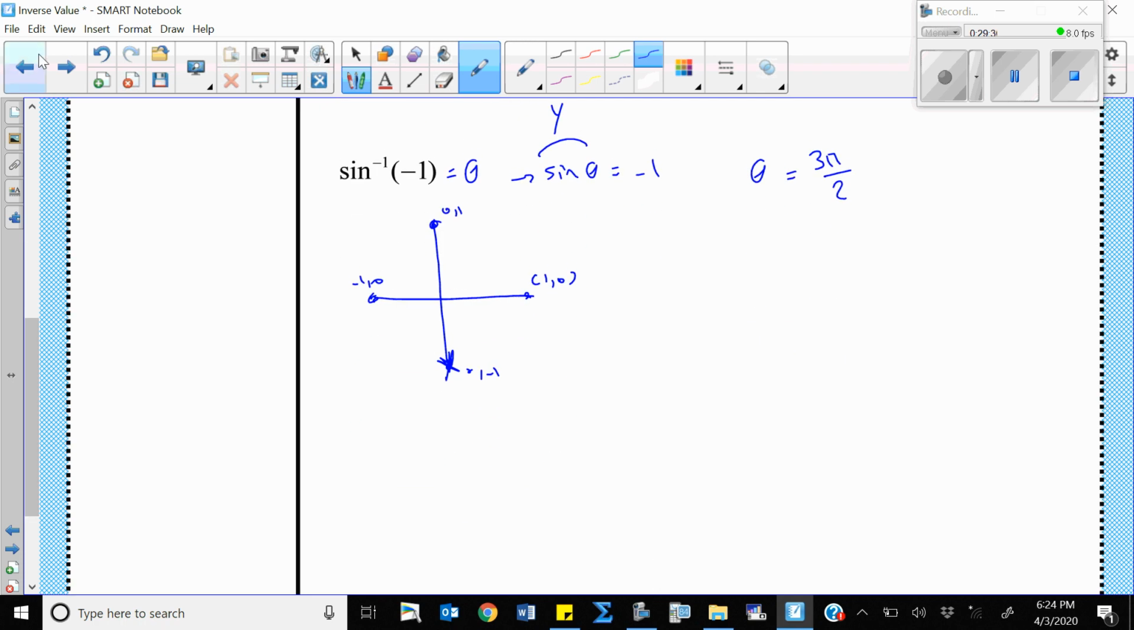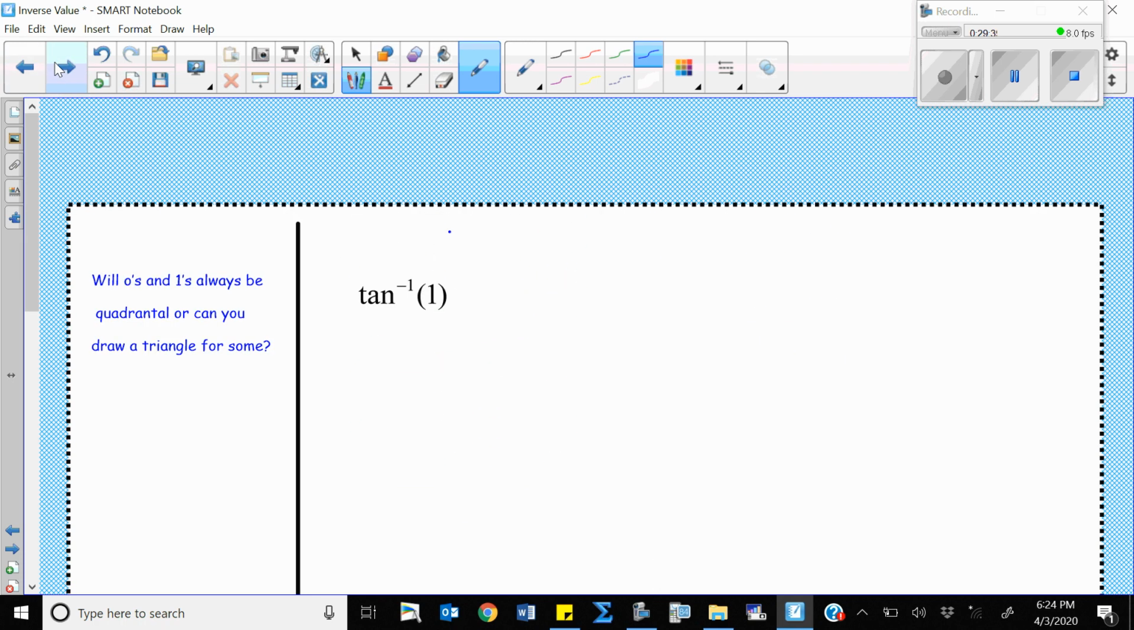Okay, now let's go to the next problem. It says, will zeros and ones always be quadrantal, or can you draw a triangle for some? Yes. So if we have sine or cosine of the values like 0, 1, and negative 1, in these cases, we are not going to draw the right triangle. But what if it's a tangent? Yes, in that case, we can make a triangle. How do we do that?